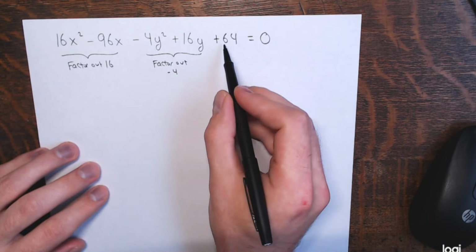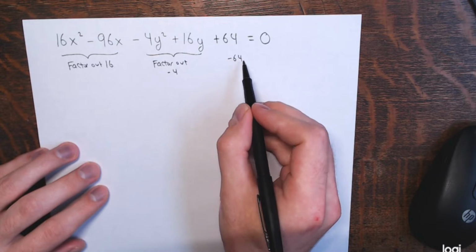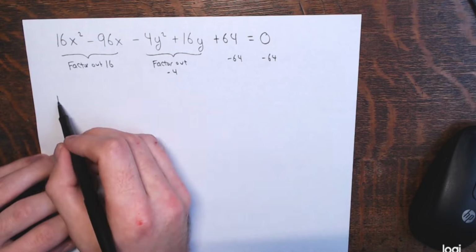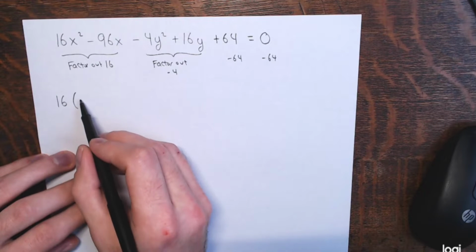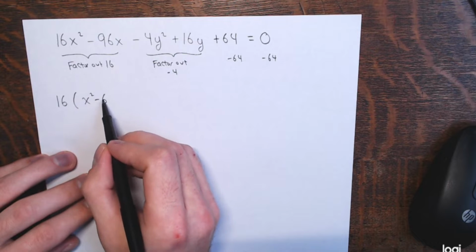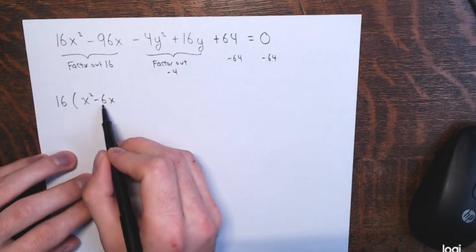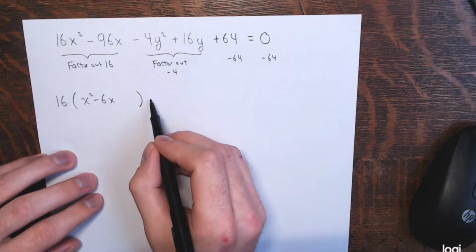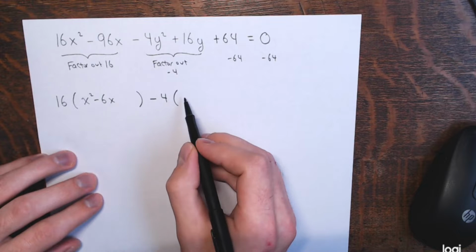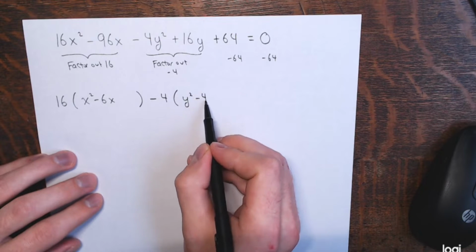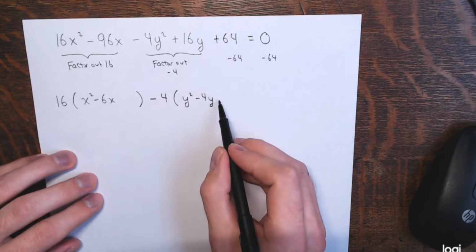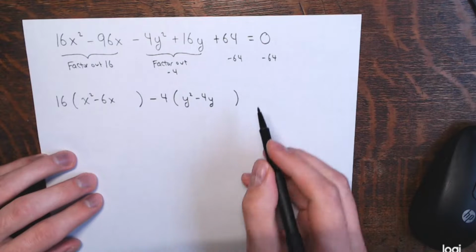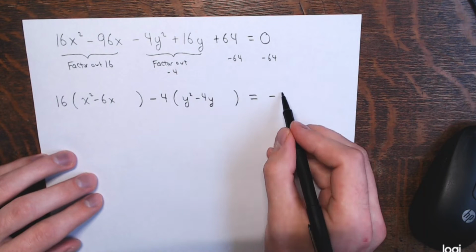And then I'm just going to subtract 64 from both sides and get rid of this constant term. So we have 16 times the quantity x squared minus 6x, and now I can complete the square on the x's. I'll leave some space, close the parentheses. We have minus 4 times the quantity y squared minus 4y, right? Because that would give me positive 16y, and then I can complete the square on the y's. So I'll leave some space there, close the parentheses. Equals negative 64, right? 0 minus 64.